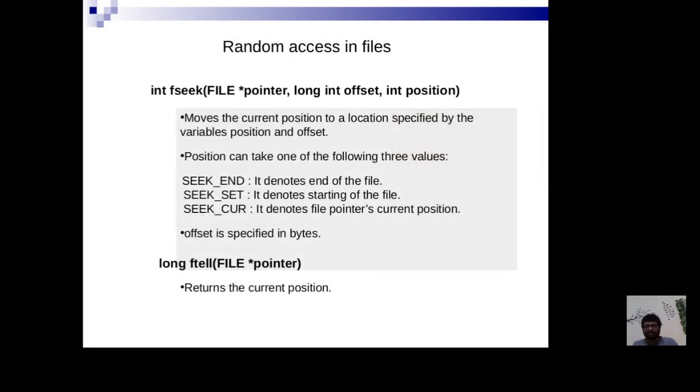Okay. So far we have only accessed files in a sequential manner. So we have opened the file and then we have read it from the beginning, character by character, line by line. And also we have written the file from the start, character by character, line by line, or in a formatted manner, and so on. Now there are some functions available where you can access various locations inside the file.